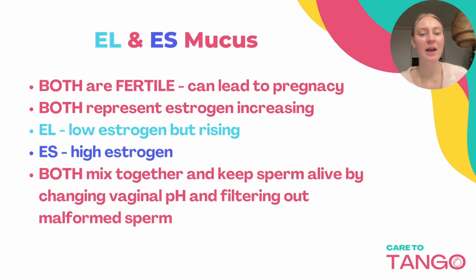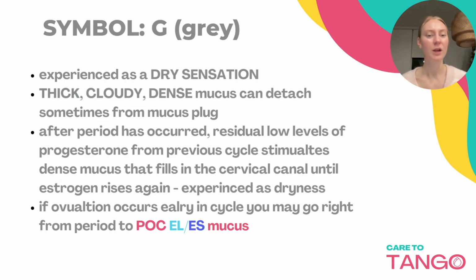EL and ES mucus are both fertile, so both can lead to pregnancy. Both represent that estrogen is increasing. EL means low estrogen but rising. ES is high estrogen, and then both mix together to keep sperm alive by changing the vaginal pH and filtering out malformed sperm. So you're going to find them together, but whichever one is dominant is the one that you're going to be seeing.